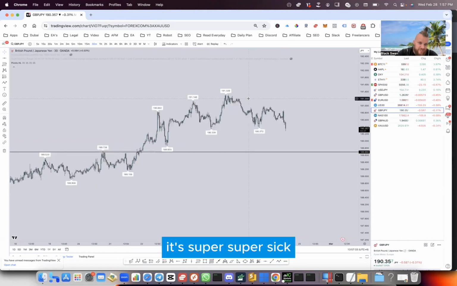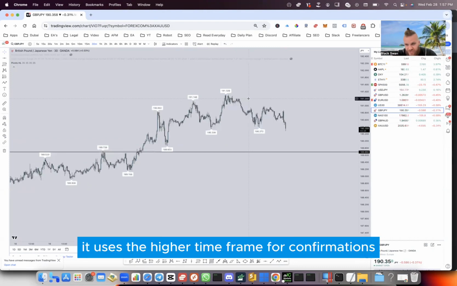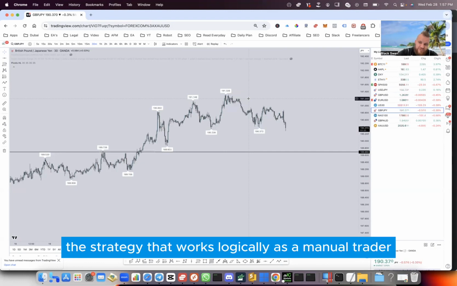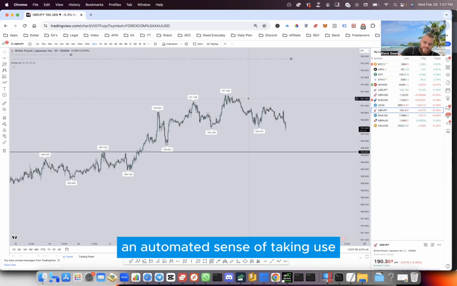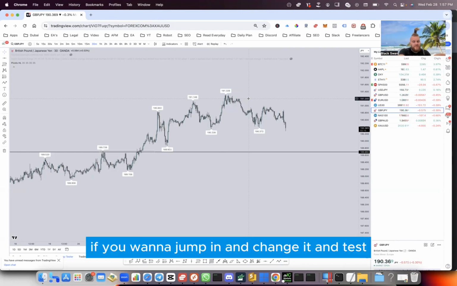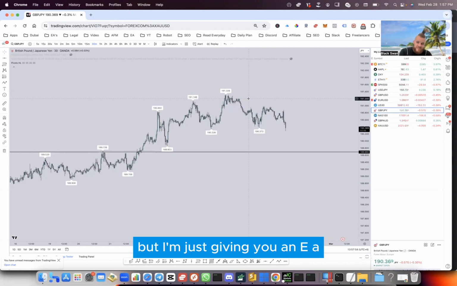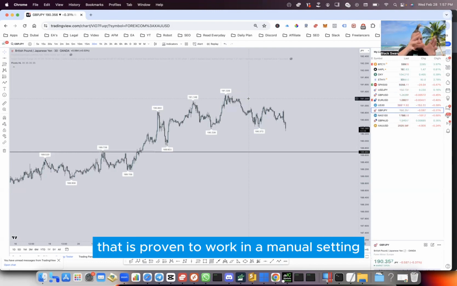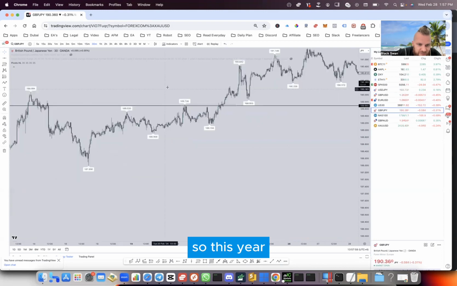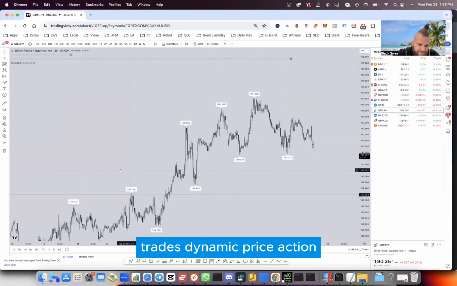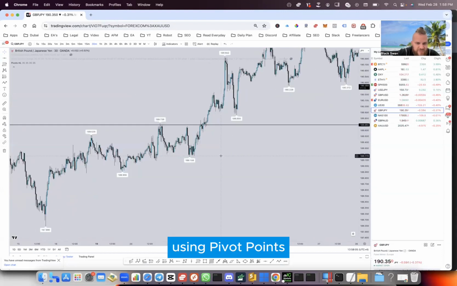It's super, super sick. It uses the higher time frame for confirmations. You can use this on any time frame, but I'm giving you the strategy that works logically as a manual trader, and I'm giving you the strategy in an automated sense to take and use. I'm just giving you the reins. If you want to jump in and change it and test trading lower time frame price action, you can do that. But I'm just giving you an EA that is proven to work in a manual setting and an automated setting. So this EA trades dynamic price action using pivot points.